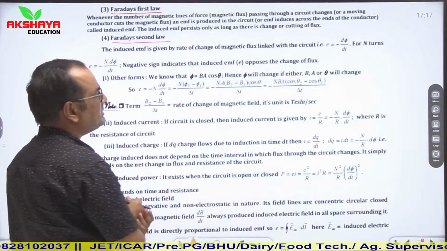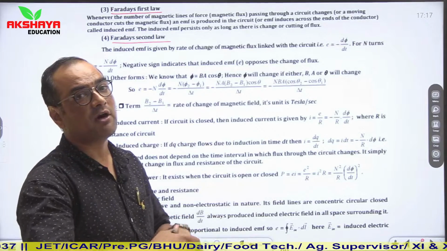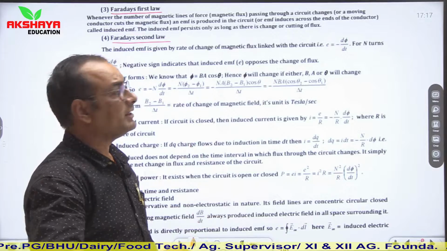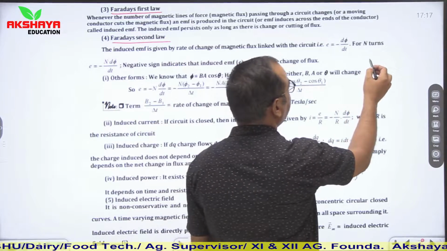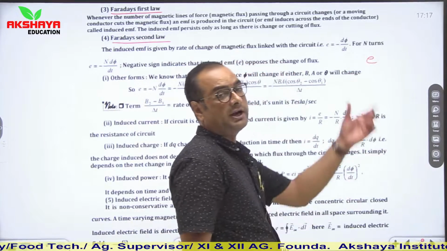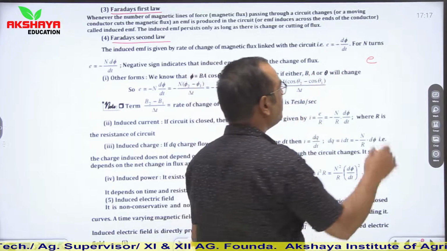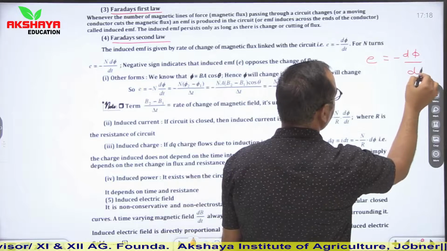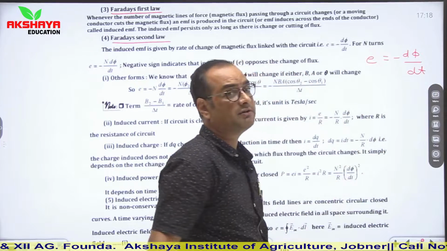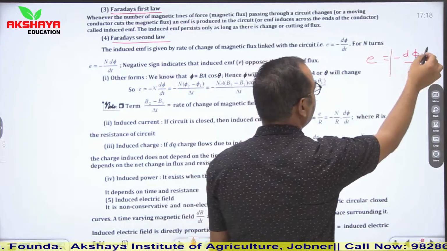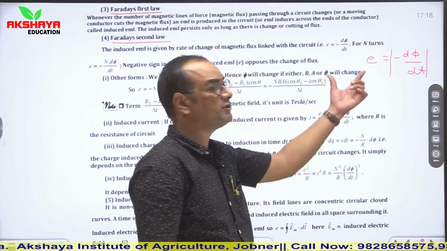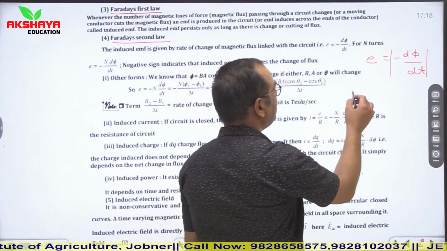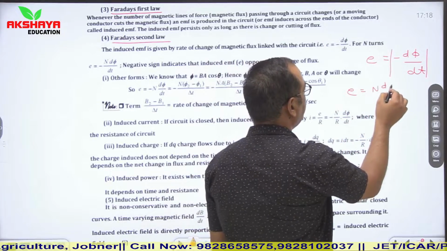Faraday's second law gives the mathematical relation of magnetic flux and induced EMF. So according to the second law, induced EMF is directly proportional to the rate of change of magnetic flux. It means E is equal to minus d phi upon dt. So simply we talk about its magnitude in the second law: E is equal to d phi upon dt, or we can say if there are n number of turns, then E is equal to n d phi upon dt.